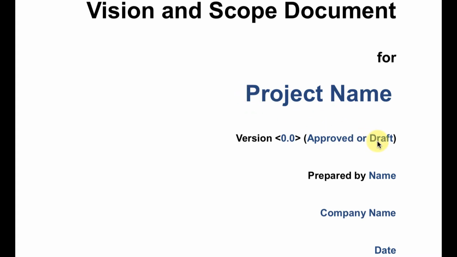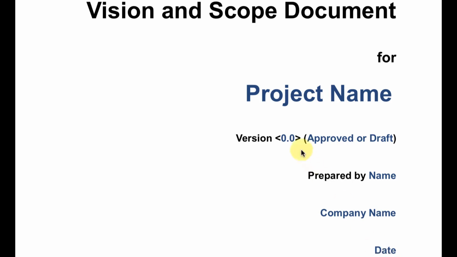At this point when you're just starting it, it's always a draft. Your version number, and we're going to talk about that in a minute. Who it's prepared by. If you're creating the vision and scope document, then it would be your name here. If it's being done by a stakeholder, a sponsor, a PM, somebody other than you, their name would go here. And then the company name, and then the date that the vision and scope document is being created.